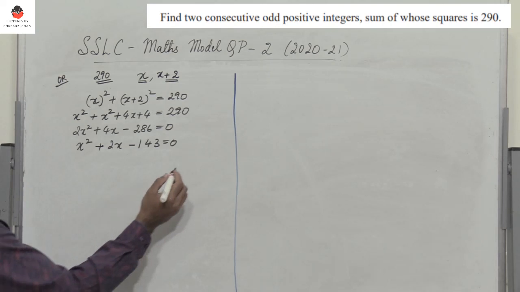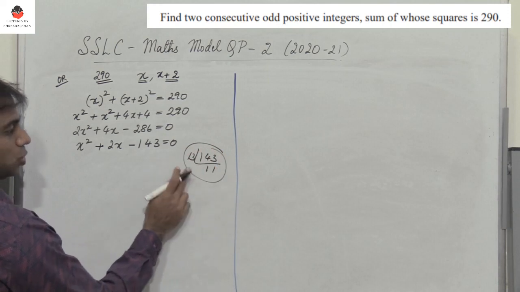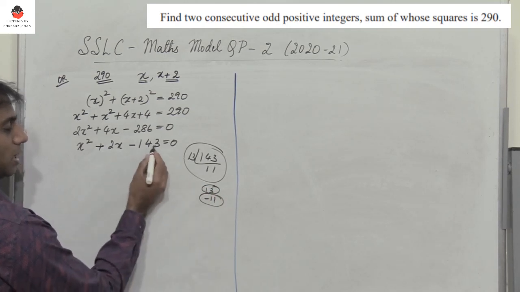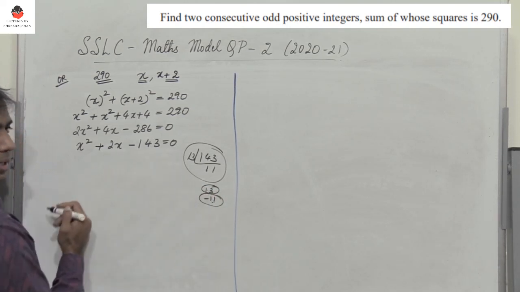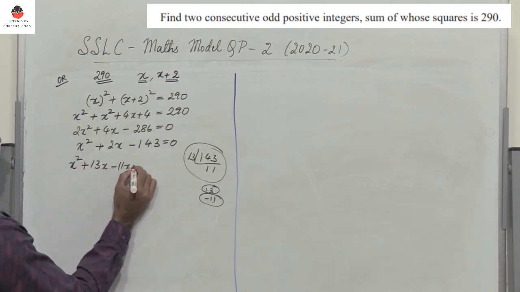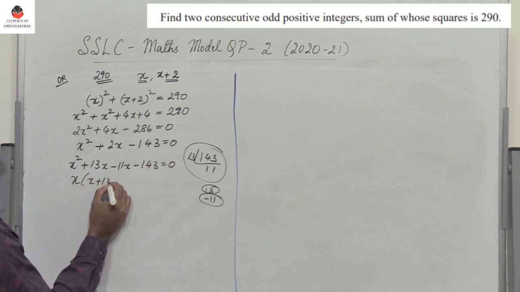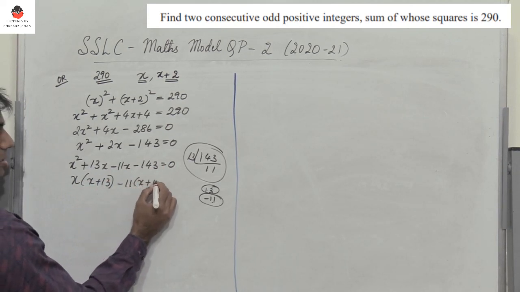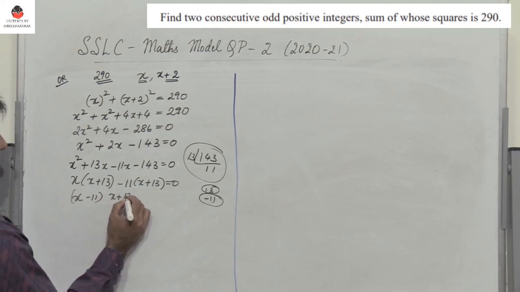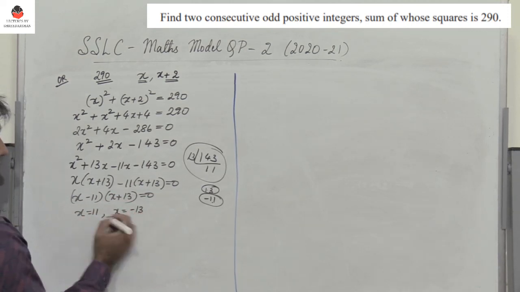If I observe that 143 is divisible by 13, you get 11. So the two numbers are 13 and 11. So 13 minus 11. When I multiply these two, I get minus 143. When I add these two, I get plus 2x. So therefore x square plus 13x minus 11x minus 143 equal to 0. So x into x plus 13 minus 11 into x plus 13 equal to 0. So I have x minus 11, x plus 13 equal to 0, or I have x equal to 11 or x equal to minus 13.